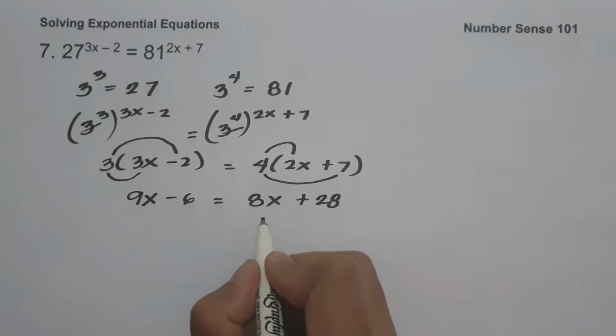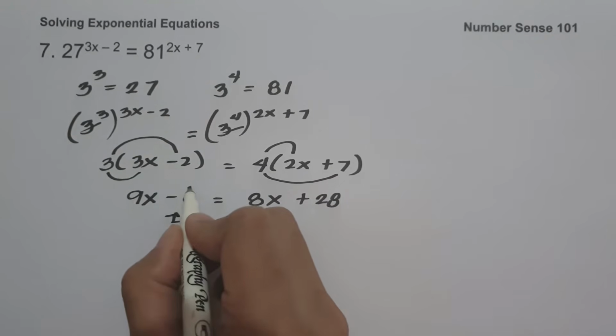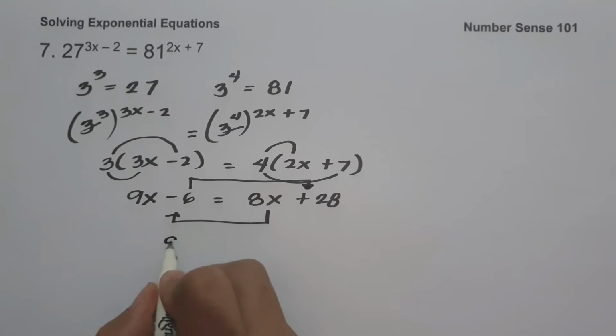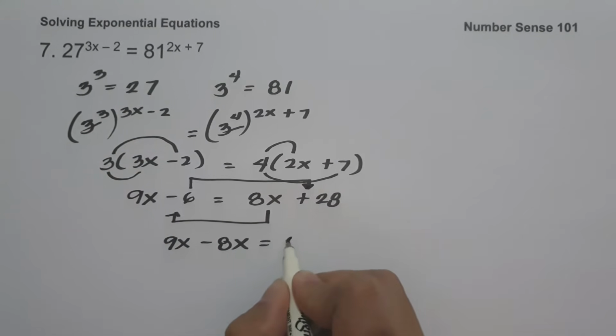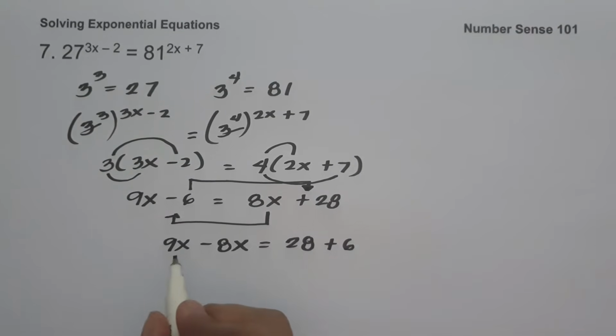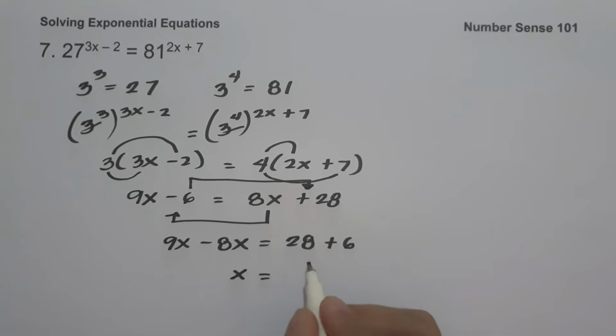So let us have 8x on the other side of the equation, and let us move negative 6 to the side of 8x plus 28. So let us have 9x minus 8x equals 28 plus 6. 9x minus 8x, that is simply x, and 28 plus 6, that is 34. And this will be our answer.